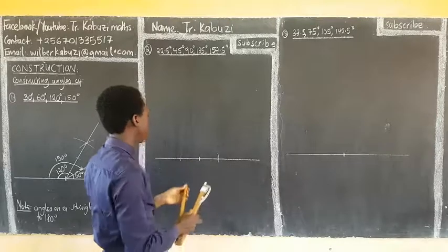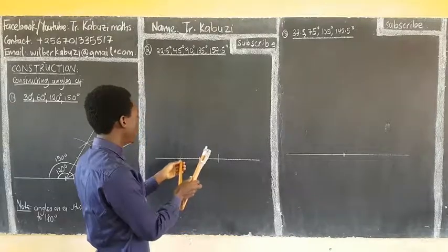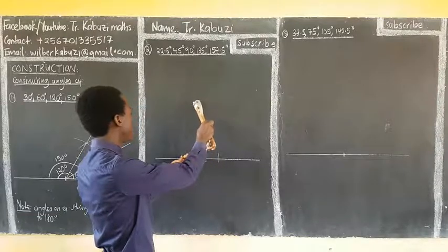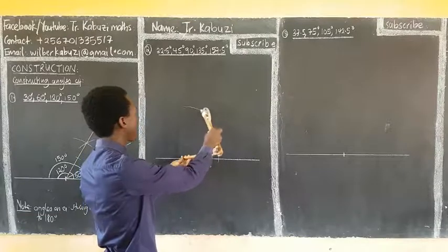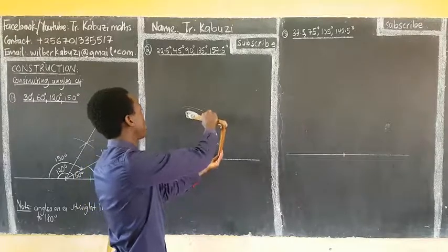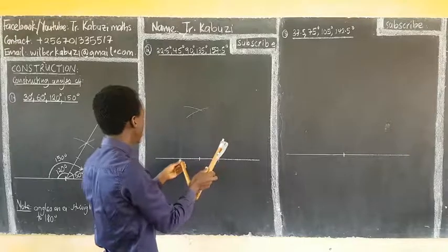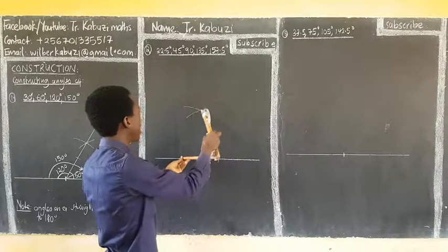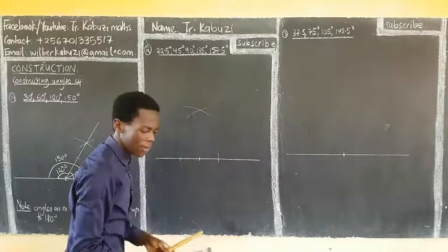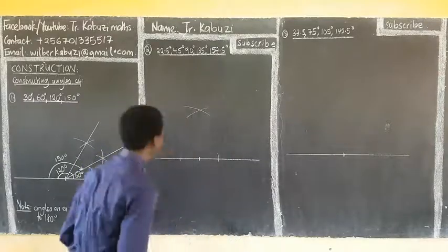So what you do now, you put your pointer at this arc, you adjust it a bit, you draw an arc up there, and then you come to this, you draw an arc up there. If you want, you can adjust this arc there. Then you join this to this. What you've constructed is 90 degrees.